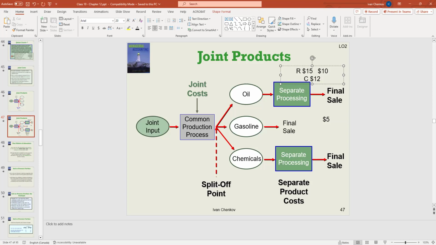Because that's how much more I'm gonna make by my increment, but my incremental cost in this case is $12. So I'm gonna lose $2 right away. So better sell it as a gasoline and make my $5 rather than process it as an oil, make $15 but spend $12 more. Let's go with the next one.